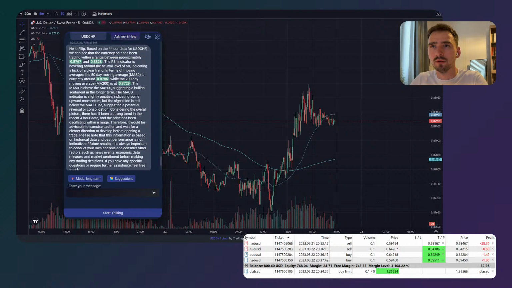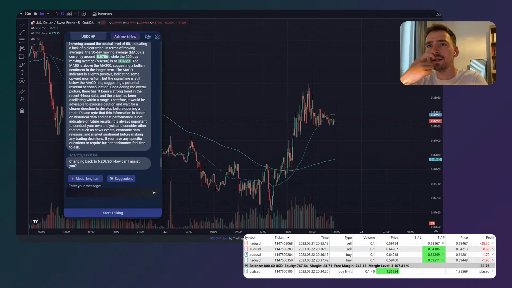The moving average is just suggesting a bullish move, indicating upward momentum, but the signal line is still below. We're also going to consider the overall picture. There hasn't been a strong trend in the recent 4-hour data, and the price has been oscillating within the range. Therefore, it would be advisable to exercise caution and wait for clearer signals.